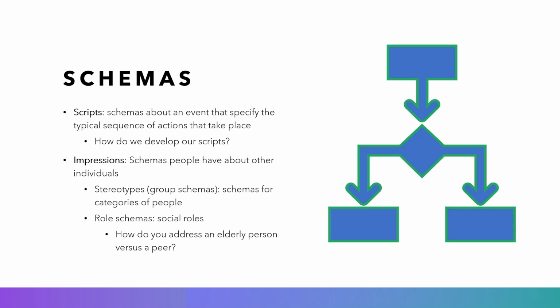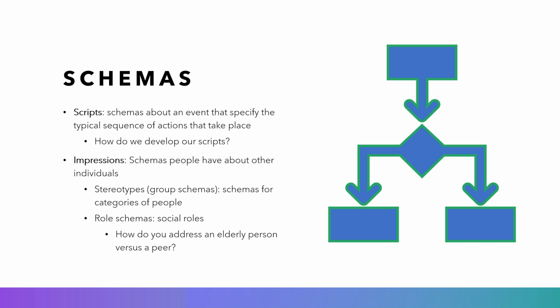So next, let's talk about different kinds of schemas. First, we have scripts. These are schemas about an event that specify the typical sequence of actions that take place. So take a moment and think about how we develop our scripts. Spoiler alert, it's what I just talked about, which is the cultural aspect of our schema development.